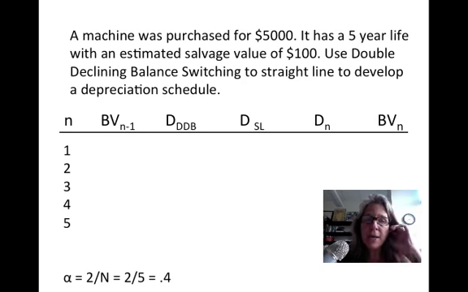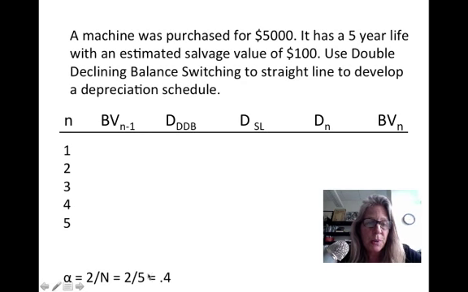So the way that I do that is I start with a table, and in this case the table has every year of the 5-year depreciation schedule. The columns are: the first is the year, the second column is the book value at n-1. In the first row, this book value is going to be the book value at time period 0, which is the investment amount. Then I have double declining balance depreciation, straight line depreciation, and then the one that we're choosing between double declining balance or straight line, and then the book value. So I'm going to go through these calculations.